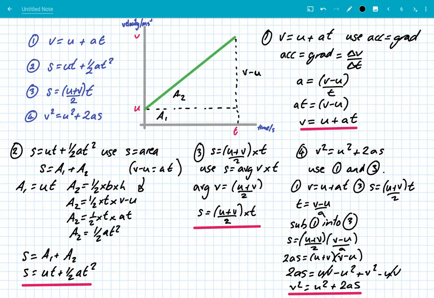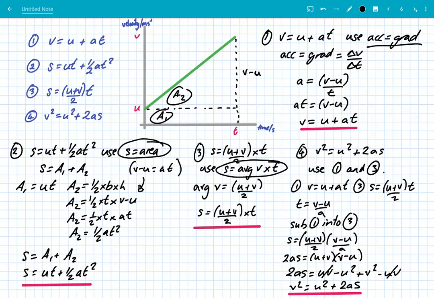So this page just summarizes everything that you need to know. You've got 4 equations of motion to derive, and you can get them all from this one velocity time graph. For the first one, v equals u plus at, you must use that the acceleration is equal to the gradient. For the second equation, you use the fact that the displacement is equal to the area, and you separate the graph into area 1 and area 2. For the third equation of motion, use the fact that the displacement is average velocity multiplied by time.